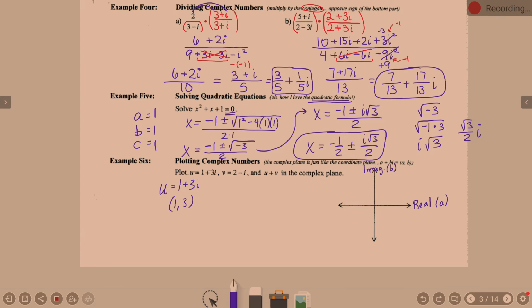So for U, we're going to plot 1, 3. How do we plot 1, 3? Right 1, up 3. I know, this is hard. It's tough stuff there, right? Okay, V is 2 minus I. Thoughts on the ordered pair for 2 minus I? Yeah, there's an invisible 1 there, and it's negative. So 2, negative 1, which means I'm going to go right 2, down 1, and that's going to be V.